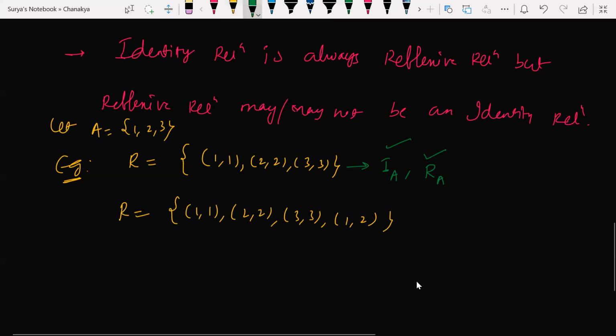Now check. It is a reflexive, but not an identity. Understood my point? That is why I'm telling you, beta. Now it is a reflexive. I can say this is a reflexive. Reflexive can be.